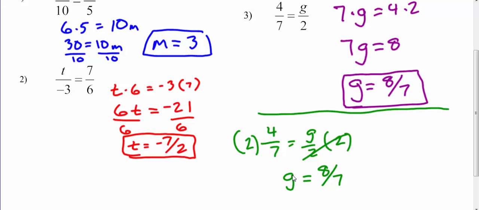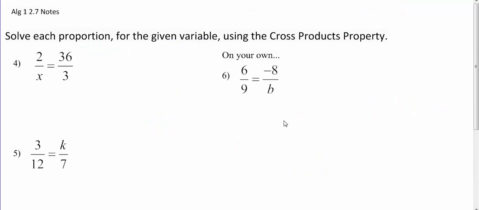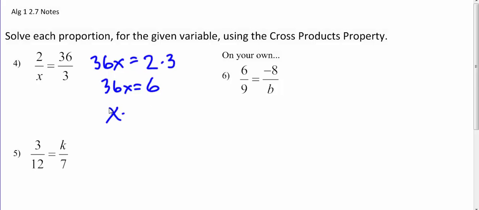We tend to like that cross products property, but you have to understand where it comes from. It's really just following the inverse operations that we've been doing all along when we solve equations. All right, let's do some more cross products property. Here we go. So we're going to have 36 times x equals 2 times 3. So 36x equals 6. x is equal to, and by the way, we've got to get x by itself, right? That means you've got to divide by 36.